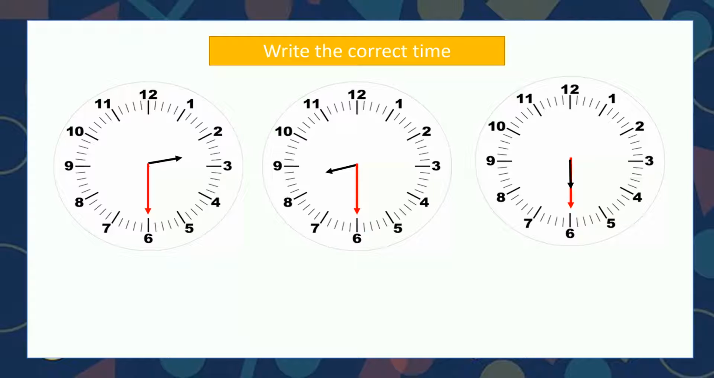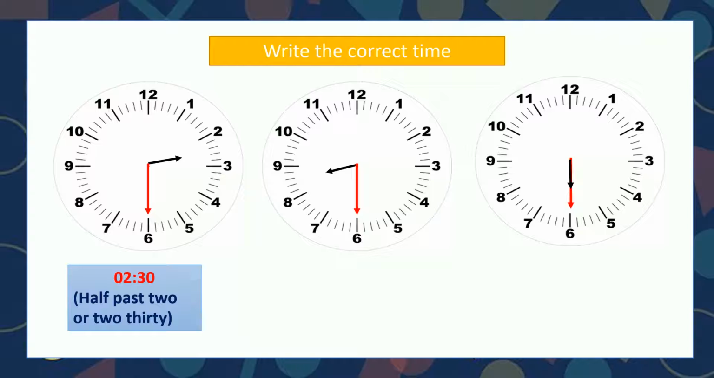Write the correct time. Let us now write the correct time for the clocks shown here. Let us check the answers. The first clock shows the time 2:30, half past 2. The minute hand has gone from 12 to 6. So half an hour has passed since 2 o'clock. So the time is 2:30 or half past 2.